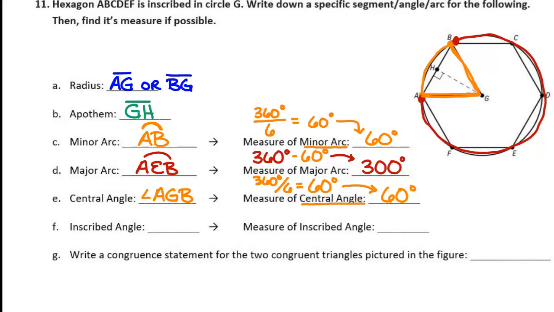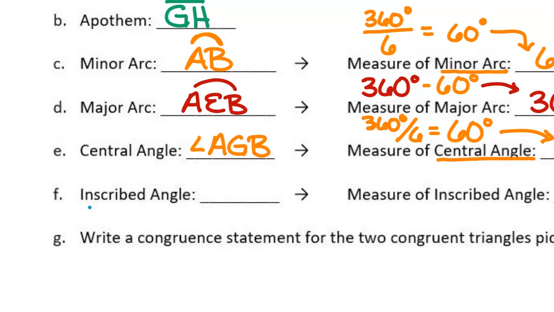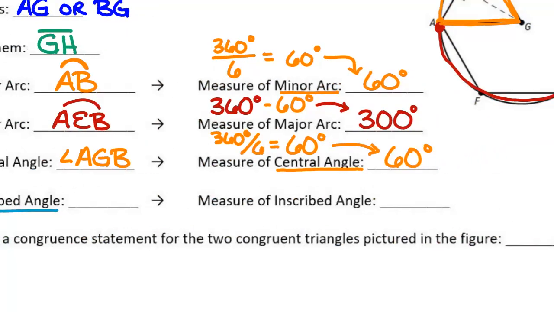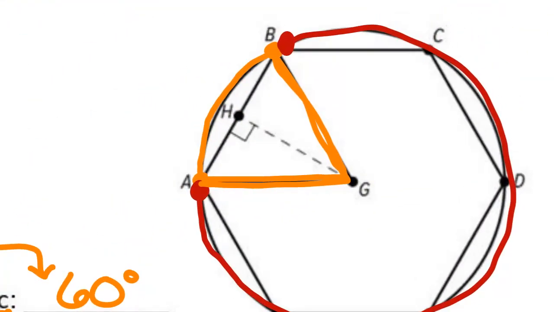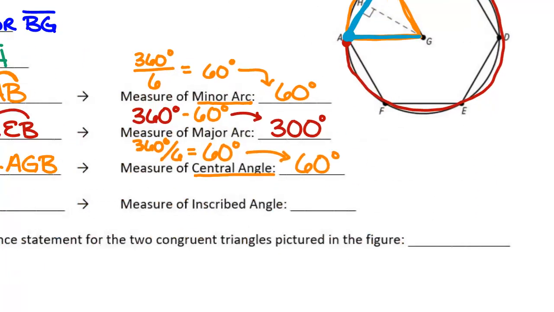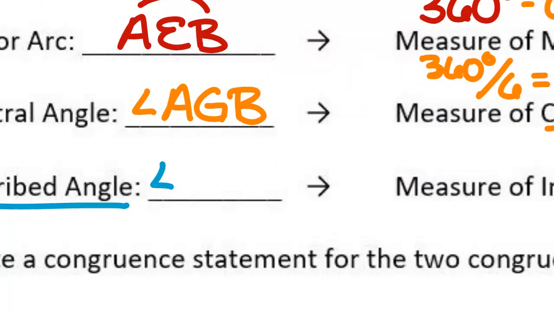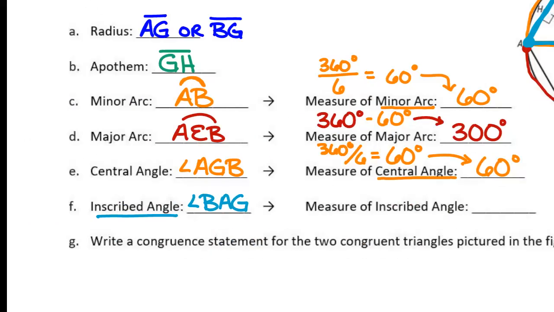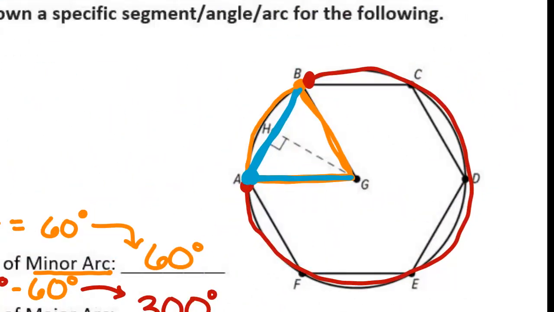An inscribed angle needs to have its vertex on the circle. So my inscribed angle could be BAG. Its vertex is on the circle here. We want to find the measure of that angle.